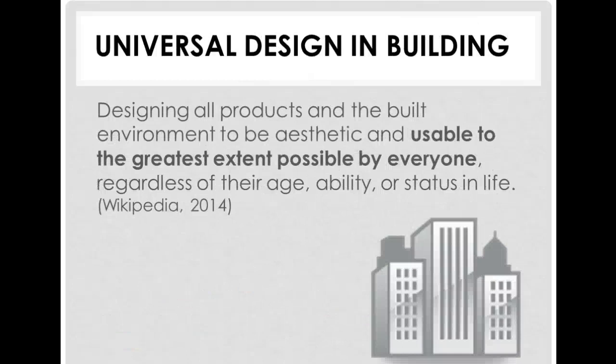So where did this come from? Actually, universal design came from the building world. It came from architecture. And so in building, they started doing universal design a long time ago. You design all products and the built environment to be aesthetic, but also usable to the greatest extent possible by everyone, regardless of their age, ability, and status in life.